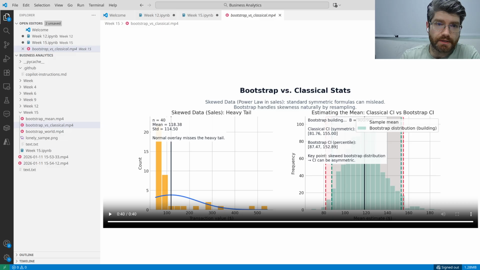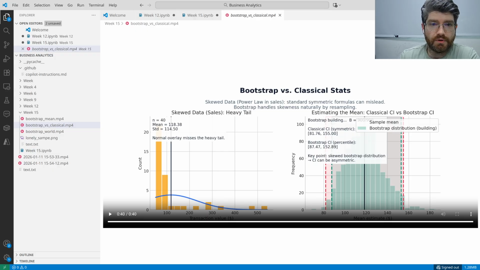To wrap up, here's why the Bootstrap is your best friend. There are no assumptions, it works for skewed data, small samples, and weird distributions. You can bootstrap the median, the correlation, or the difference between the two A/B test groups. The code will be basically the same. And it prevents you from being overconfident.